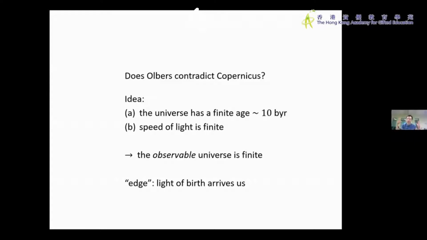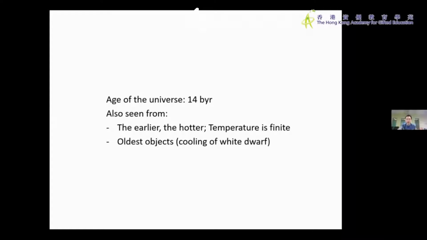And as for the so-called edge of our universe, as far as we observe, there is no physical edge. But considering that light travels at finite speed, if we look further in space, we are looking earlier in time, and the so-called edge of our observable universe corresponds to the time that our universe was born. So from our observation, we infer that our universe has a finite age.